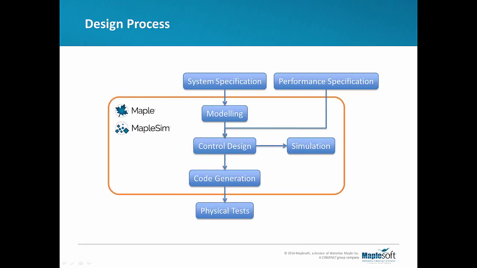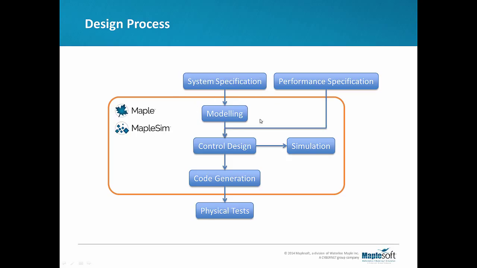The design process we're going to be looking at today starts with a system specification. So in this case, we're going to have a Kuka robot that we want to design for. So it has different lengths and weights of its different pieces. And so that's our system specification. And there's also a performance specification, which is that we want the end effector of the robot to trace out a circular path in 3D space.